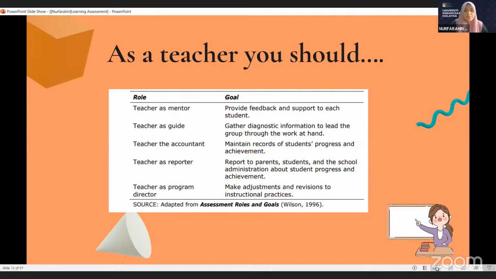Teacher, as accountant, where you keep all the assessment results and all the students' progress and their achievement. Reporter is when you report the results of your assessment, either to parents, to students themselves, to school admin, or perhaps to the ministry, to the district level office, okay? And the last one, teacher as program director, where you have to make adjustments to your teaching, to your instruction, depending on the results of the assessment, okay?